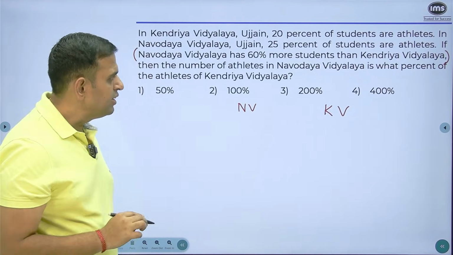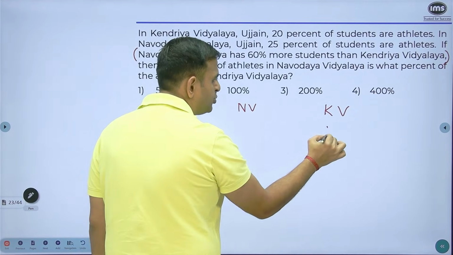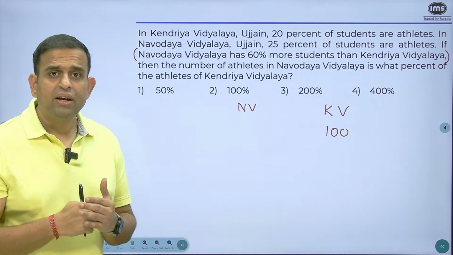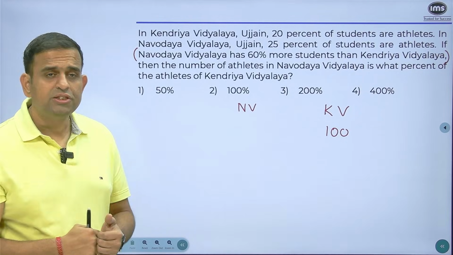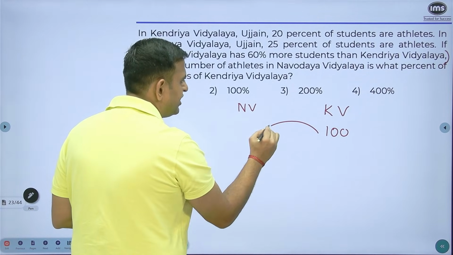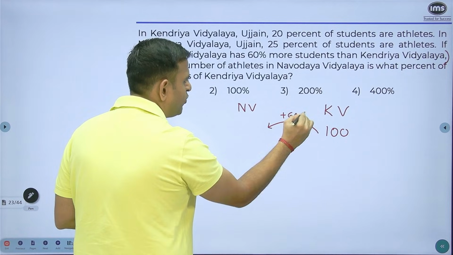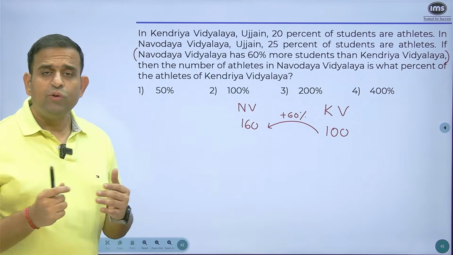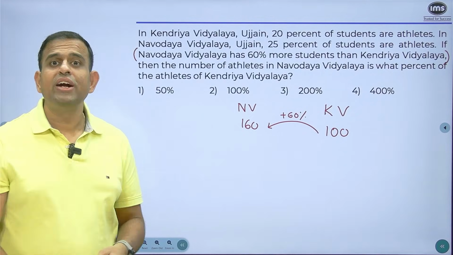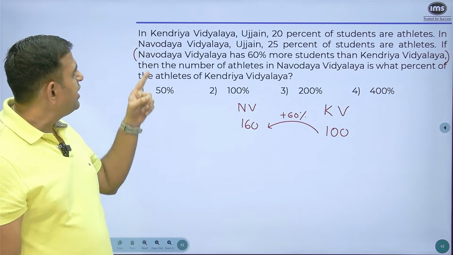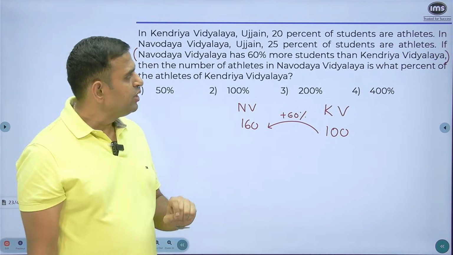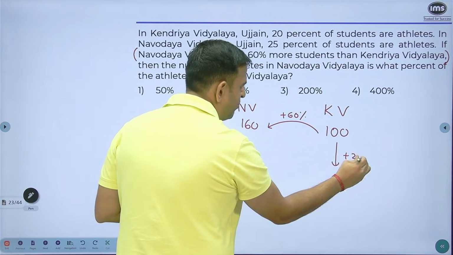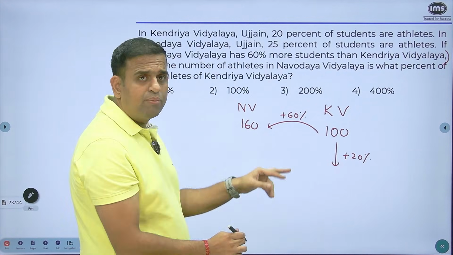And as per this particular sentence, if I assume the number of students in Kendriya Vidyalaya to be 100, then the number of students in Navodaya Vidyalaya must be 60% more than this number, leading to, one can say, a straightforward 160. Now for each of them, they have told you what percentage of the students are athletes. As per the first line, in Kendriya Vidyalaya, 20% of them are athletes. So 20% of the number 100 will give you 20.